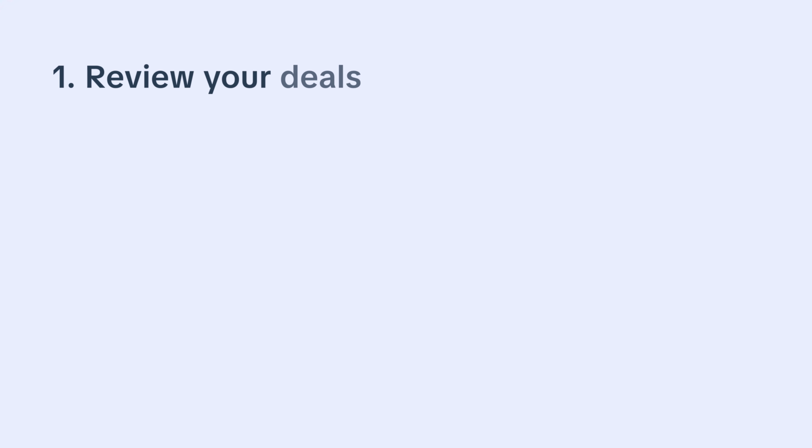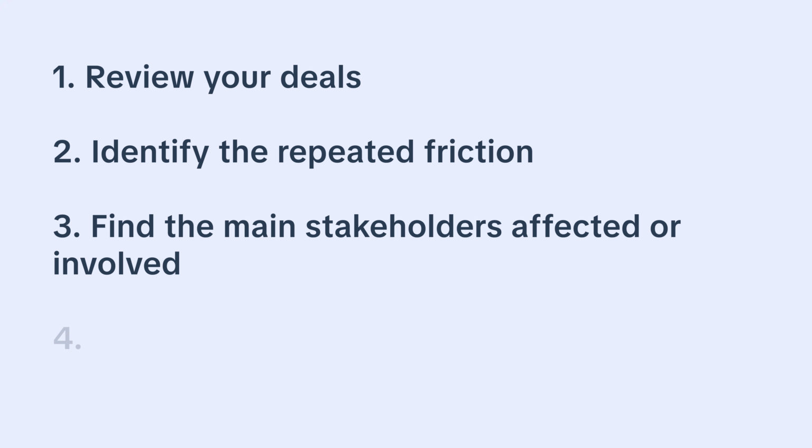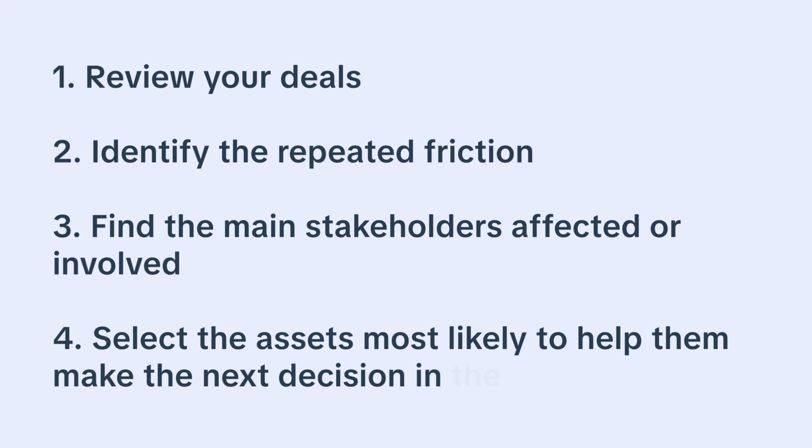The sequence I recommend is this. You review the deals, you identify the repeated friction, you find the stakeholder affected, and then select the assets most likely to help those stakeholders make the next decision or action.